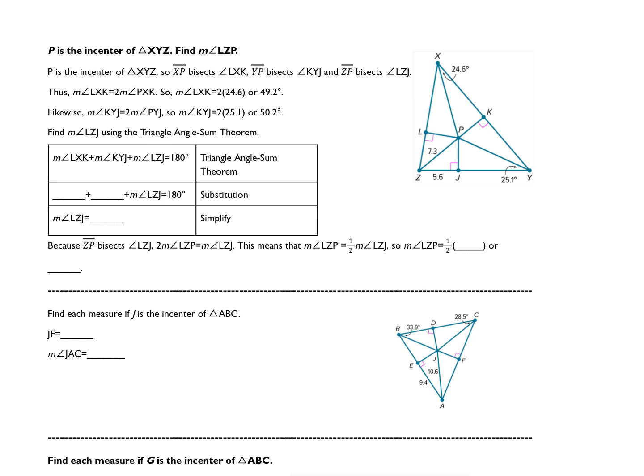Likewise, the angle KYJ is equal to 2 times the measure of angle PYJ. So the measure of KYJ is equal to 2 times 25.1, or 50.2. So we can find the measure of LZJ using the triangle angle sum theorem. In other words, the measures of the three angles are going to add up to equal 180 degrees.